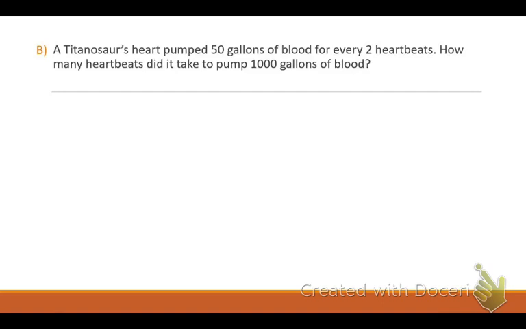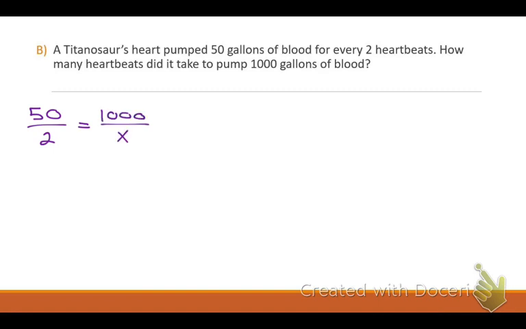All right, guys, there are actually 4 ways that you could set up this proportion. Yes. I mean, we all have different ones. Okay, so here's what's important. Same units on both sides. Someone give me one way that you set up this proportion, Alexa. I put 50 gallons over 2 heartbeats equals 1,000 gallons over X.